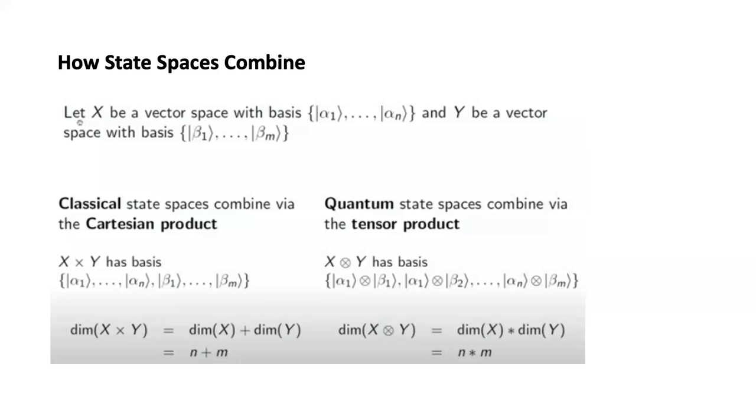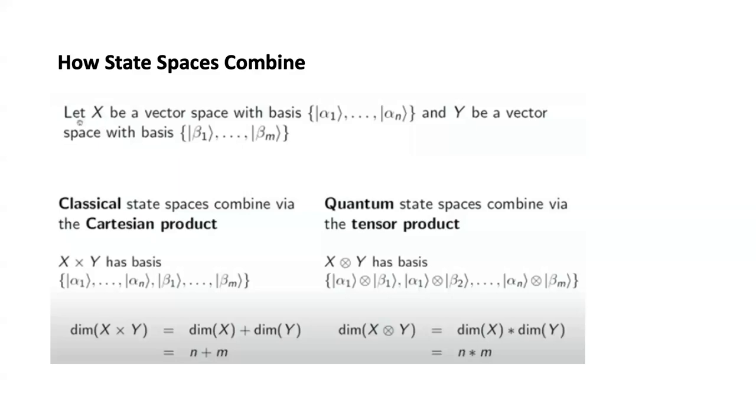So a classical state space is combined via, as we call it, the Cartesian product. If you consider the x times y space, this space will have a basis that consists of the sum of the two bases. So it consists of all the vectors. In this setting, the dimension of this space can be simply given as n plus m.